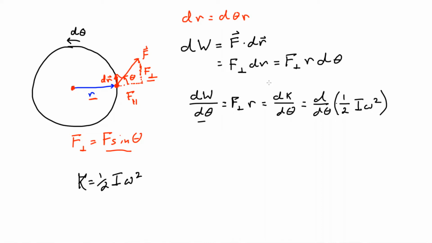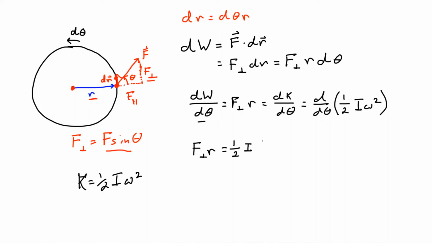Okay, so now I need to take the derivative of this kinetic energy expression. So I have, once again, F perpendicular times r equals, well, I is a constant, 1/2 is a constant, so I can pull those out. 1/2 I times the derivative of omega squared with respect to theta.